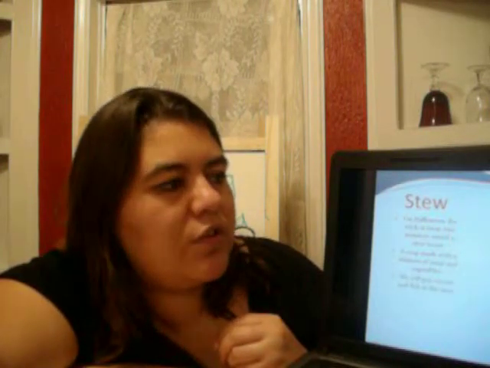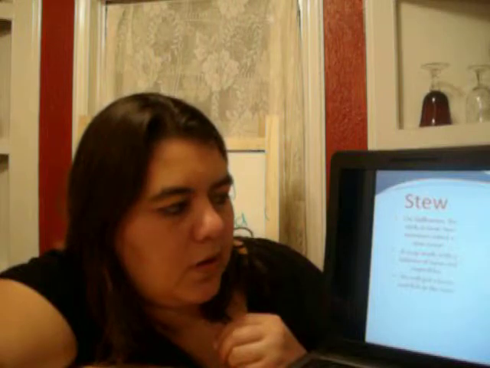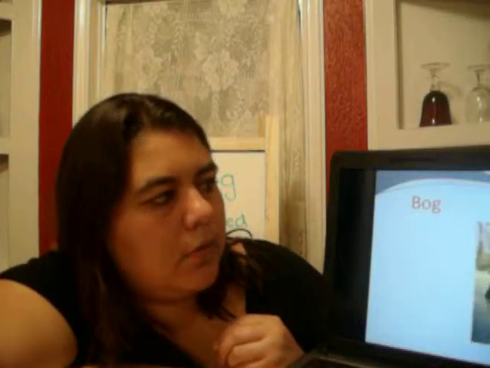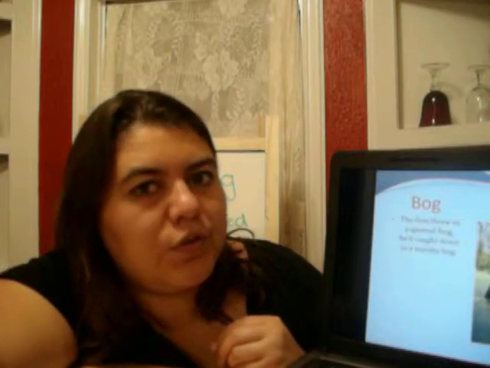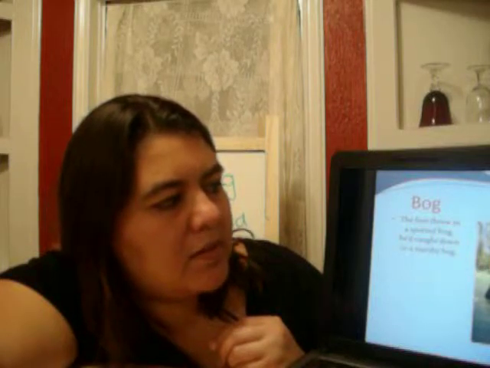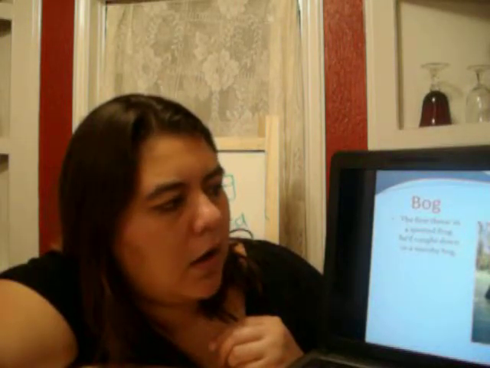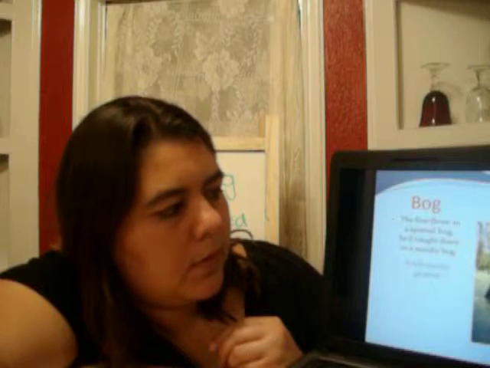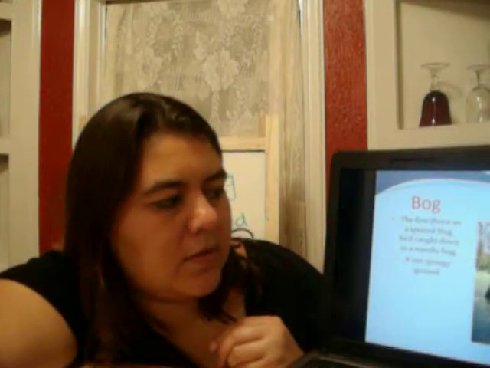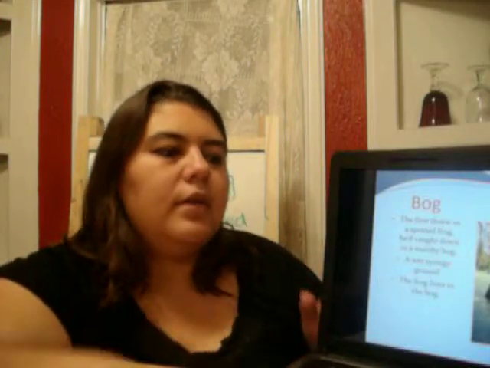Then the teacher will show the students how to use the word in a sentence. We will put carrots and fish in the stew. Then we will move on to the next word, bog, showing a picture of a bog and showing how it was used in the story. The first threw in a spotted frog he caught down in a marshy bog. And then the definition, a wet spongy ground, and then use it in a sentence. And this will be used for all 5 words.